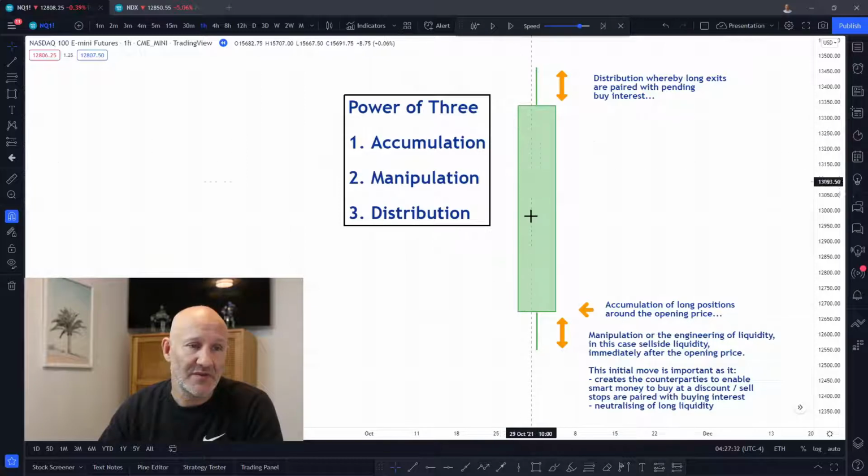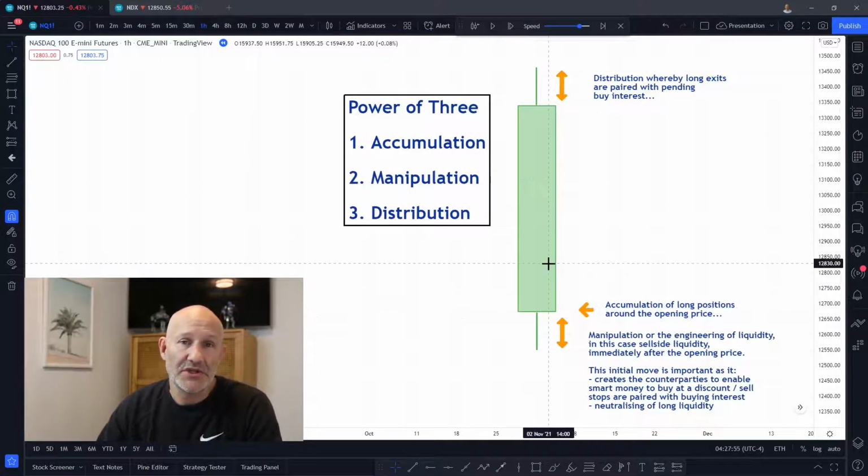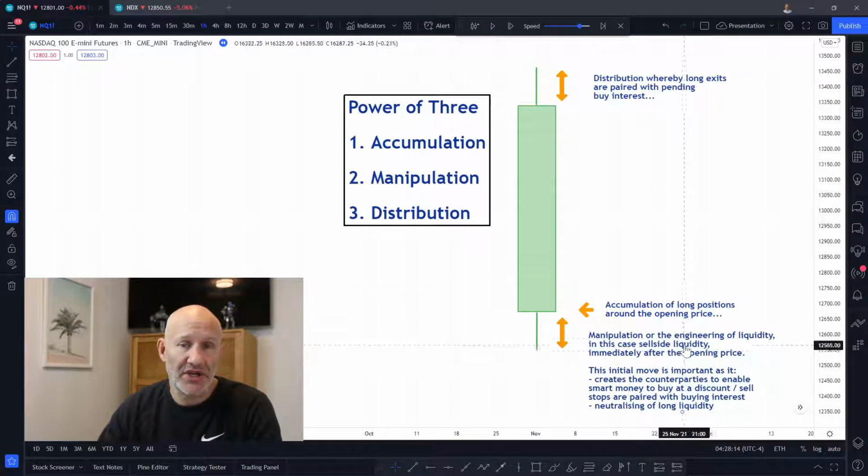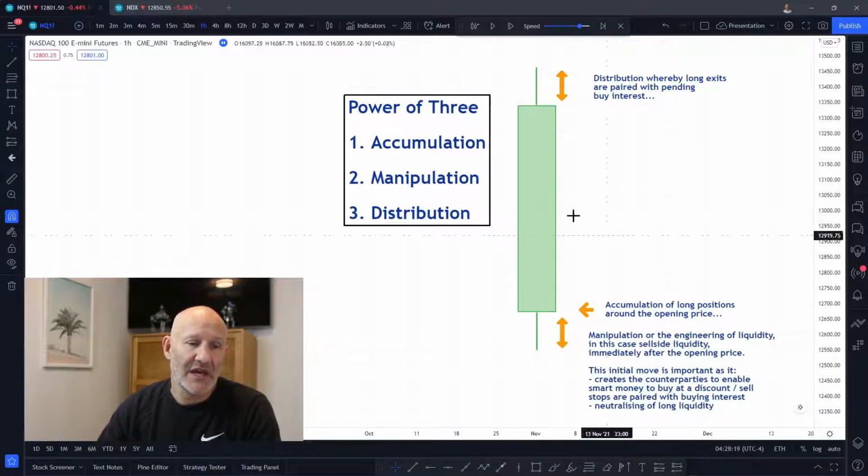And in this instance, we're expecting it quite soon after that initial open. Now, this initial move is important because it creates the counterparties for smart money to get set to go long. So remember, we're pushing down into that sell side liquidity. It's triggering those sell stops, which is creating those counterparties, those sell side, for the smart money buyers to get set. So it's engineering liquidity for that smart money or that institutional money to get set, and that obviously allows them to buy at a discount.